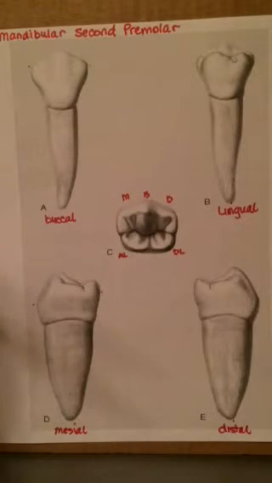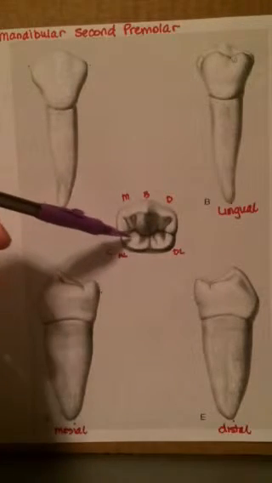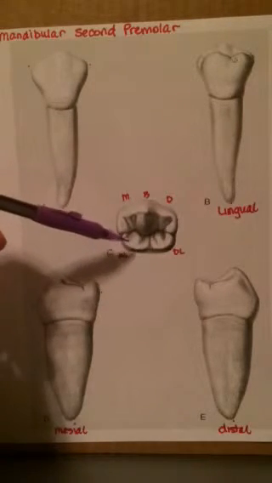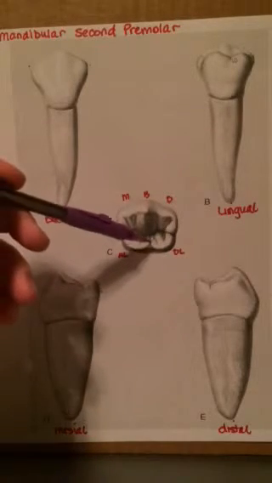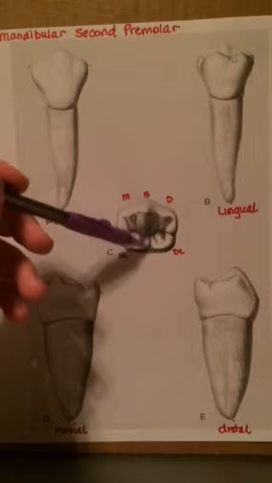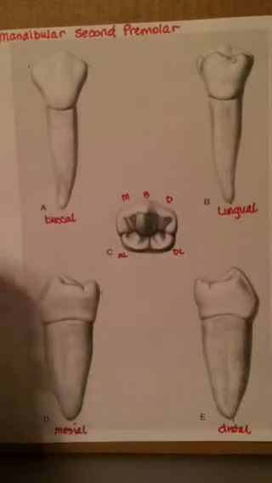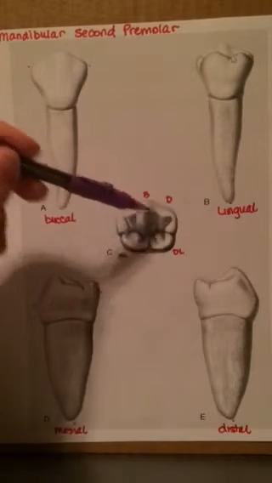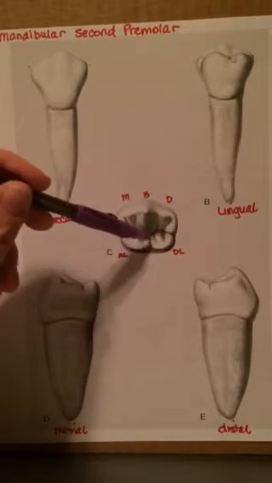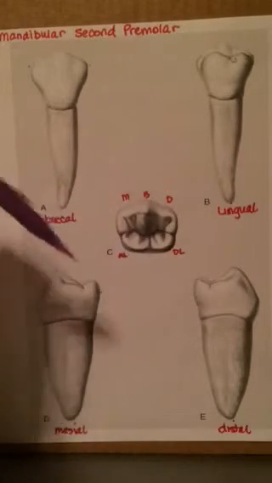Now, on the three-cusp type, the mesiolingual cusp is usually wider and longer than the distolingual cusp, and it's also divided by a lingual groove. Now, if there's just the two-cusp type, there's going to be the buccal and a lingual, no separation, no lingual groove.